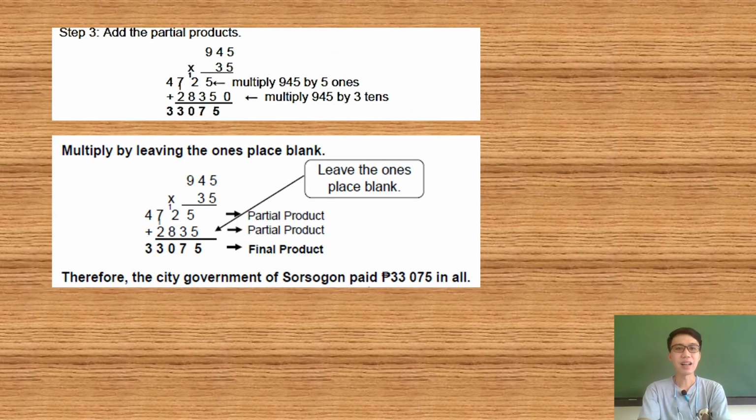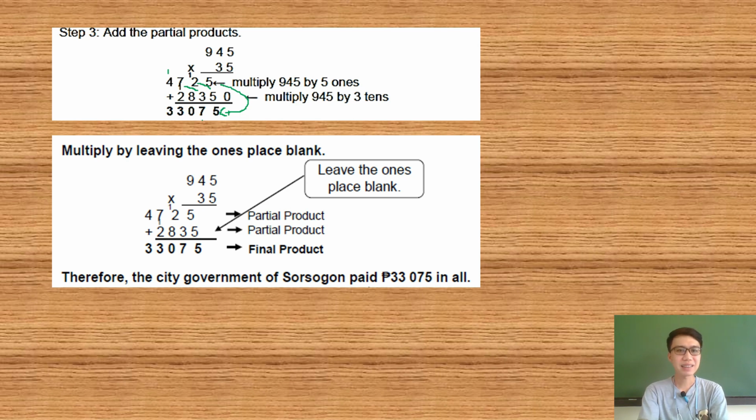Step 3. Add the partial products. Okay, let's add the partial products. Bring down 5. And then 2 plus 5 is equal to 7. Next, 7 plus 3 is equal to 10. Write 0 and then carry 1.